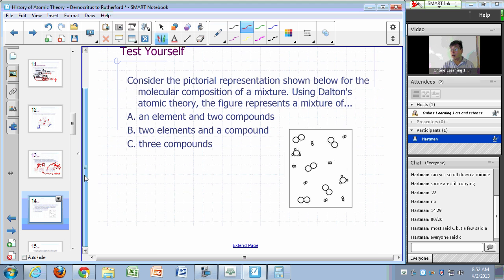Okay. How about this one? Using the pictorial representation below for the molecular composition of a mixture, using Dalton's atomic theory, the figure represents a mixture of an element and two compounds, two elements and a compound, or three compounds.